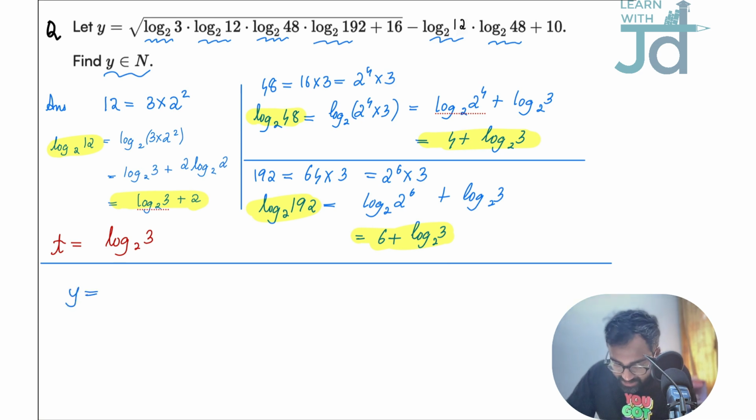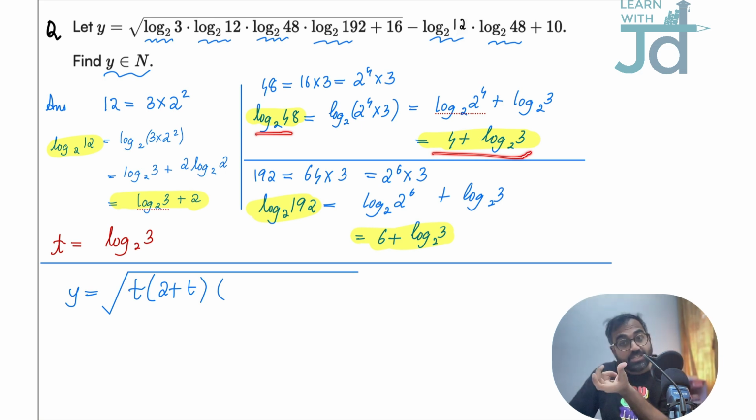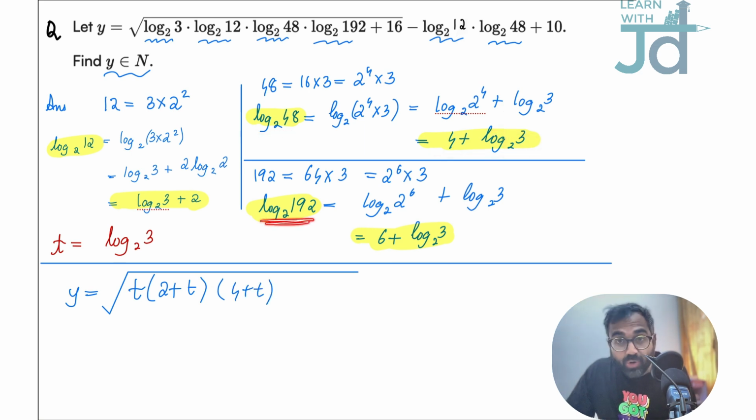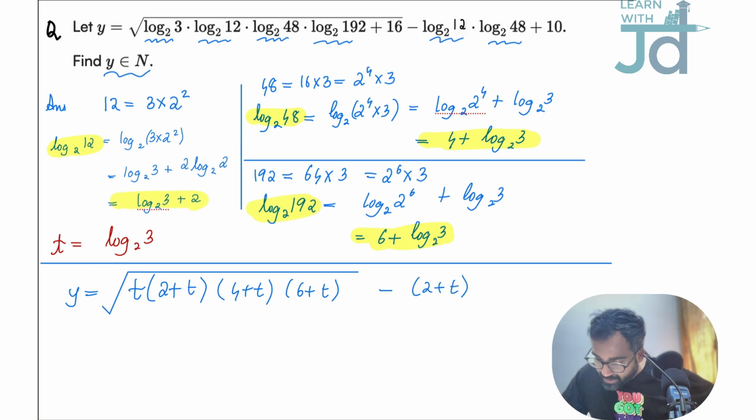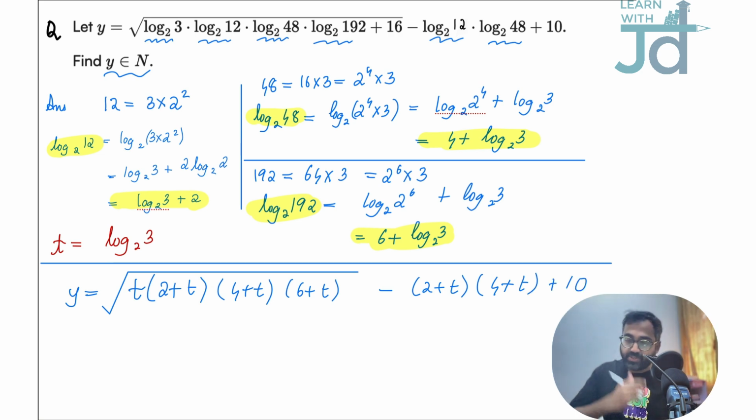So y is equal to, I'll just write the entire equation. Log 3, I will write as t itself because that is t. Now log 12, I can write as 2 plus log 3, and log 3 I've taken as t, so 2 plus t. And log 48 I can write as 4 plus t. Okay, and log 192 is 6 plus log 3, and what is log 3? t. So log 192 I can write as 6 plus t. Minus log 12, which we already did, 2 plus t, and log 48 is 4 plus t. Plus 10. So this is the entire expression.